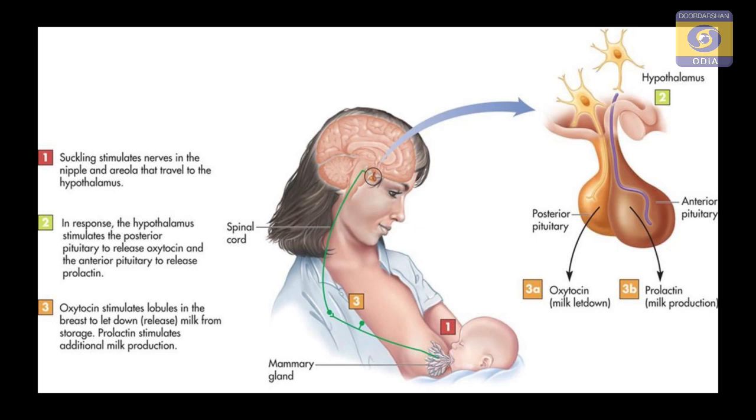From the diagram we can clearly explain the entire procedure: the suckling will stimulate the nerves in the nipple and areola, which will travel to the hypothalamus. In response, the hypothalamus will stimulate the pituitary, here the posterior pituitary part, to release oxytocin, and the anterior pituitary to release prolactin. And what will oxytocin and prolactin do? Oxytocin will help in contraction of the myoepithelial cells, so it will help in letting the milk down the ductal system, and prolactin will help in milk production. So, this is how milk is produced and the baby gets its nourishment from the mammary glands of the mother.